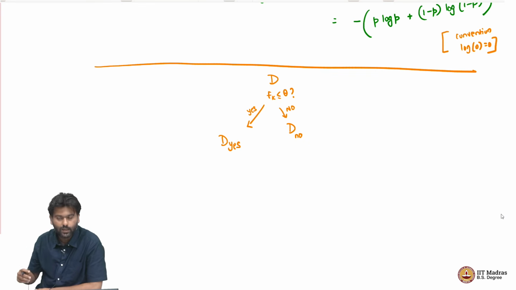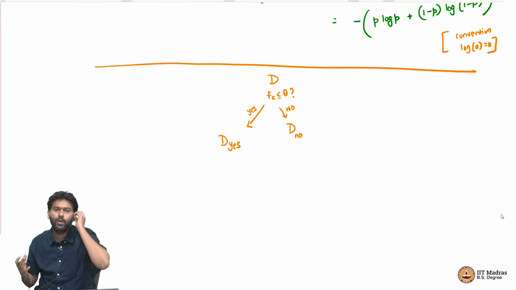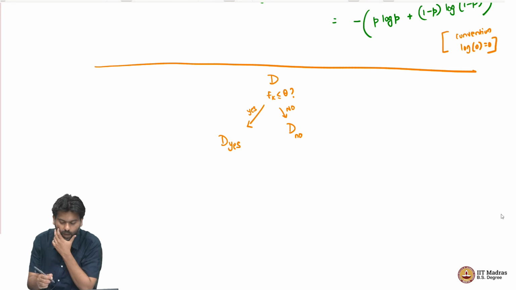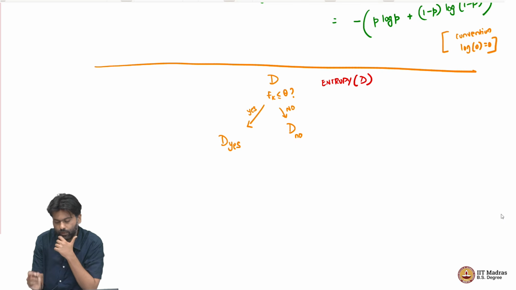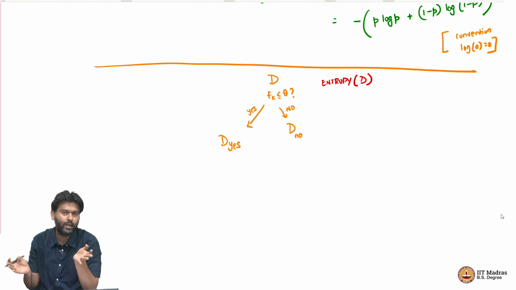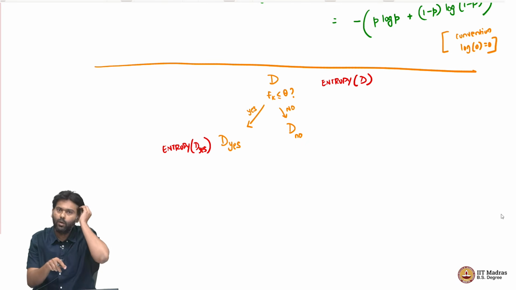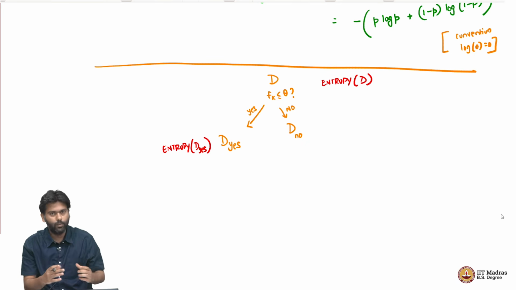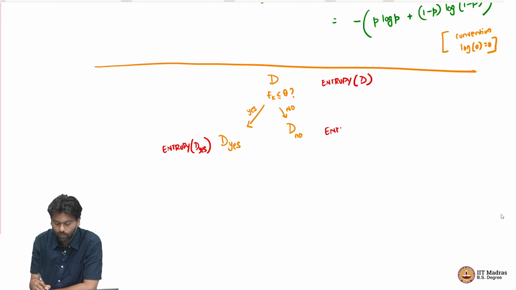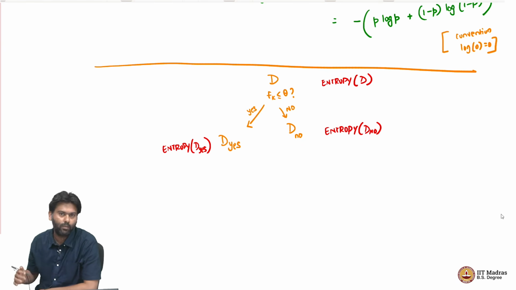Now, I have a measure to capture impurity for a bunch of labels, which means I can capture the entropy of D. I look at the labels in the original data set, and that will give me some entropy. I can look at the entropy of D yes, by which I mean the fraction of labels which have 1 in D yes is what I am computing the entropy for, and I can look at the entropy for D no. So, these are 3 different numbers that I can calculate.